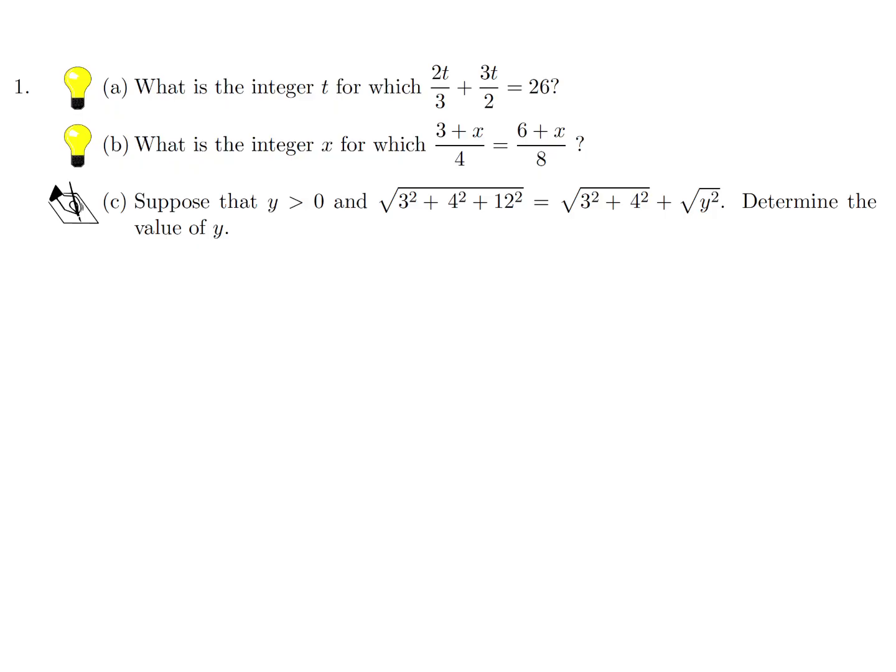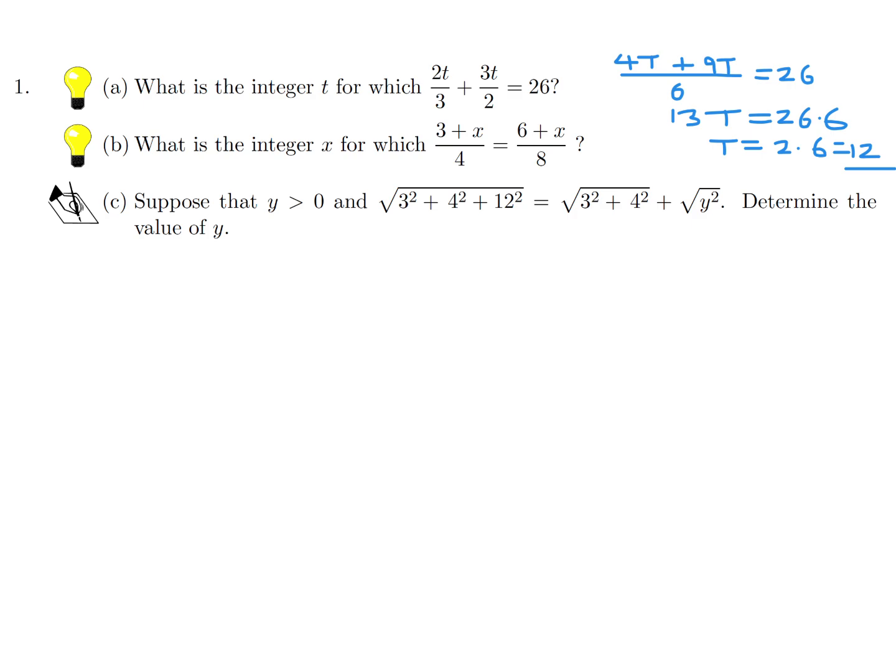What is the integer t for which that is true? All right, so we've got a common denominator, which will give me 4t plus 9t over 6, and that's 26. So that will be 13t is 26 times 6. If you divide through by 13, you'll get 2 times 6, and that is 12.